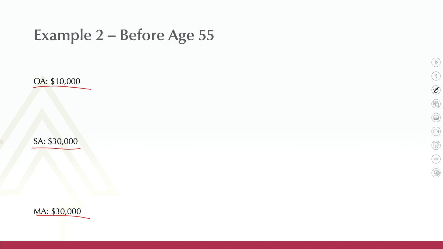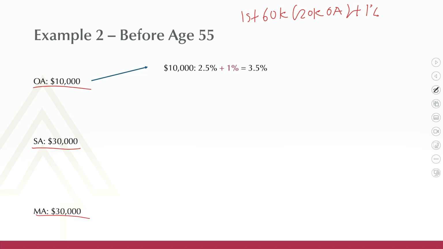Okay, so quick recap again. First 60K, max 20K OA, plus 1%, right? In this case, this person has 10K in his ordinary account. So this full 10K in his ordinary account will be able to get that additional 1% interest, or 3.5%. Out of this 60K, he has only utilized 10K, so he's still entitled to 50K that he can get the extra interest.